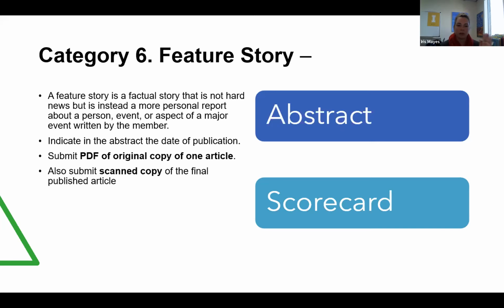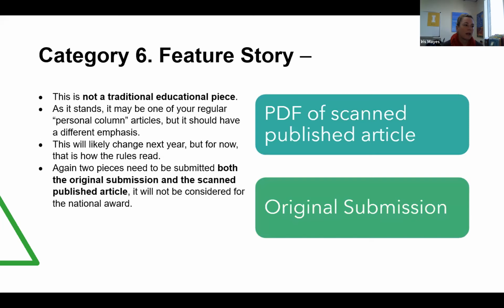You want to pay attention to your abstract and your scorecard. That's why those little colored boxes are there. Note that this isn't like a research article or a journal article. It's not traditional. It could be a bulletin or something like that. Also note that the rules may change every year for all of these categories. We're reviewing these rules, trying to refine the process and keep up to date. As we know, however many years ago, there was no YouTube, so things change. Pay attention to the rules each year. Again, we want a PDF of the scanned published article and the original submission.